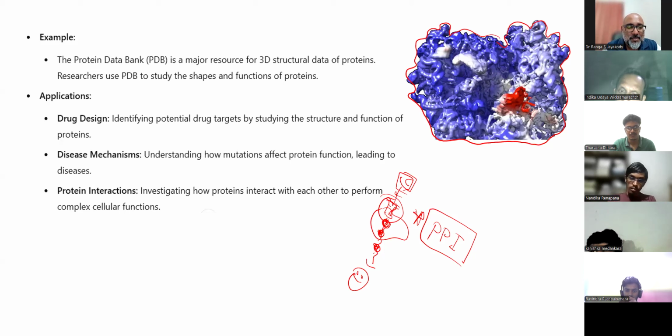Different way of contacting, but a limited way of contacting and communicating. Proteins also talk to other proteins like this. So how do proteins communicate with another protein?